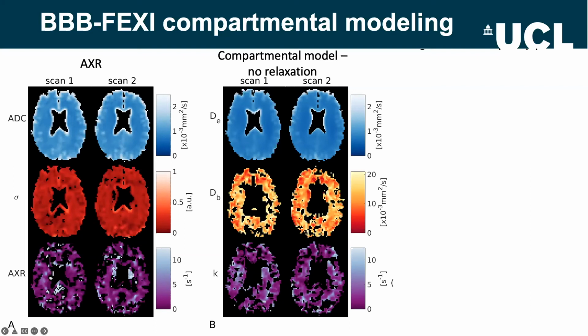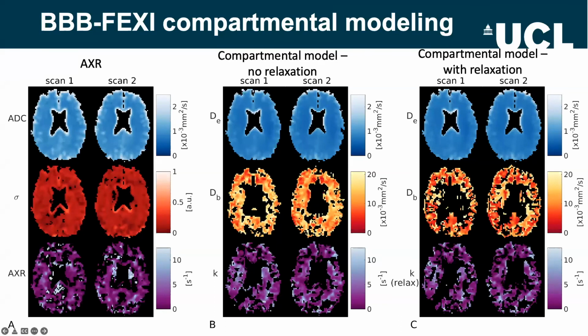As you can see, the fit's a bit more unstable than the AXR fit, but that's what we would expect because there are more parameters being fitted. In the middle, we have the diffusivity of blood, and at the top, we have the diffusivity of the extravascular space, which are also generated through this model. And then on the right, we have the same model, but now with the relaxation time effects included as well. And you can see there are subtle differences in this K parameter that are due to the incorporation of the relaxation effects.